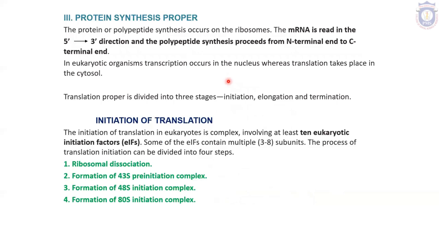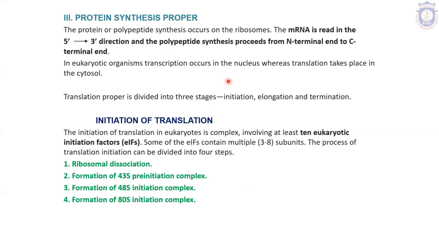Third step, protein synthesis proper. The protein or polypeptide synthesis occurs on the ribosomes. The mRNA is read in the 5', 3' direction, and the polypeptide synthesis proceeds from N-terminal end to C-terminal end. In eukaryotic organisms, transcription occurs in the nucleus, whereas translation takes place in the cytosol. Translation process is divided into 3 stages: initiation, elongation, and termination.